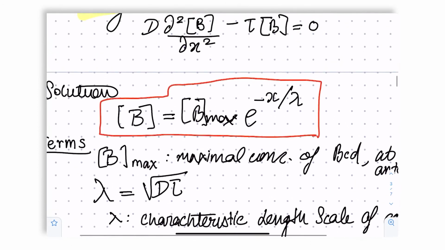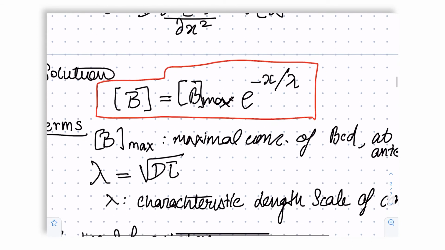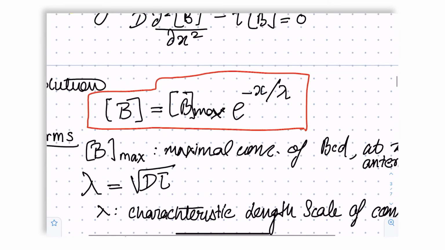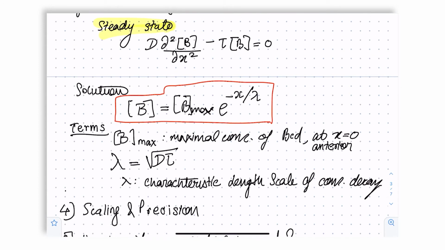As you can see from the right hand side, D is micron square per second, or length square per time. Tau is time. So essentially you end up with under root length square, which is length, and this is nothing but the characteristic length scale of the concentration decay over the spatial domain.